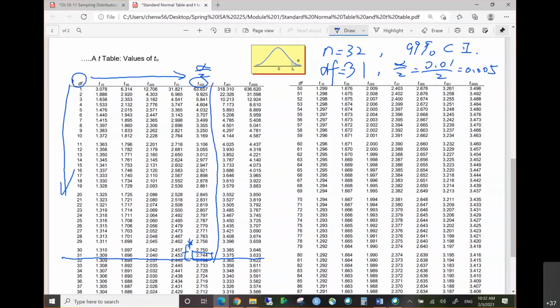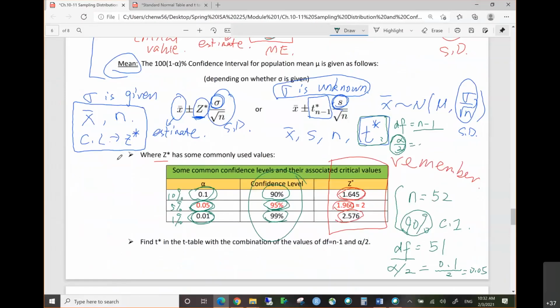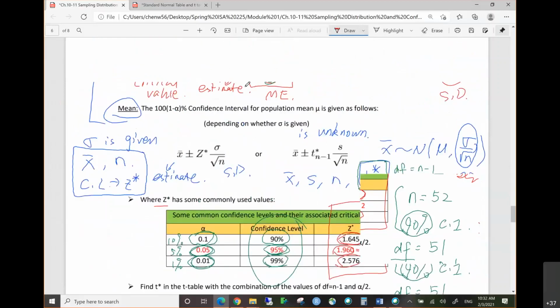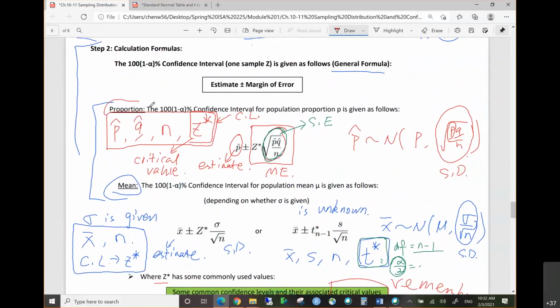Got it? All right, any questions? Okay, all right, let's move on to the next step. Let's review and summarize a little bit. For the confidence interval for the population proportion, we only have one formula, right? So we only have this: p hat plus minus z star times square root of p hat q hat over n. So we only have this formula.